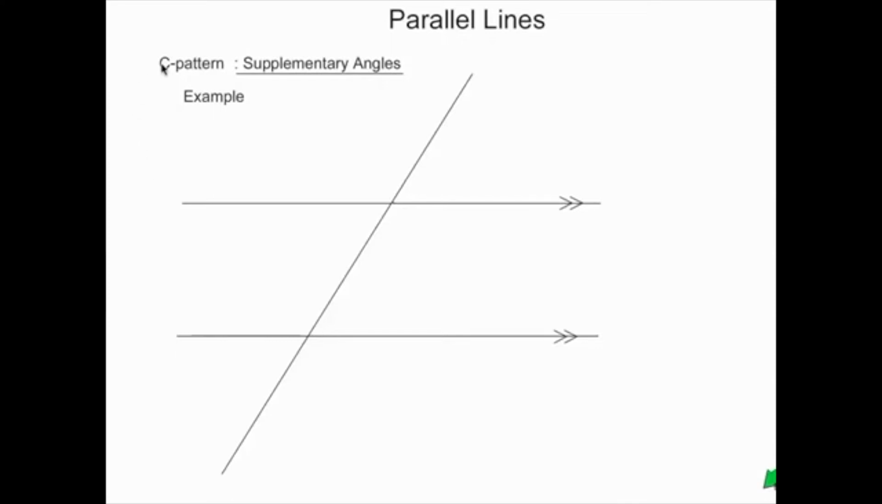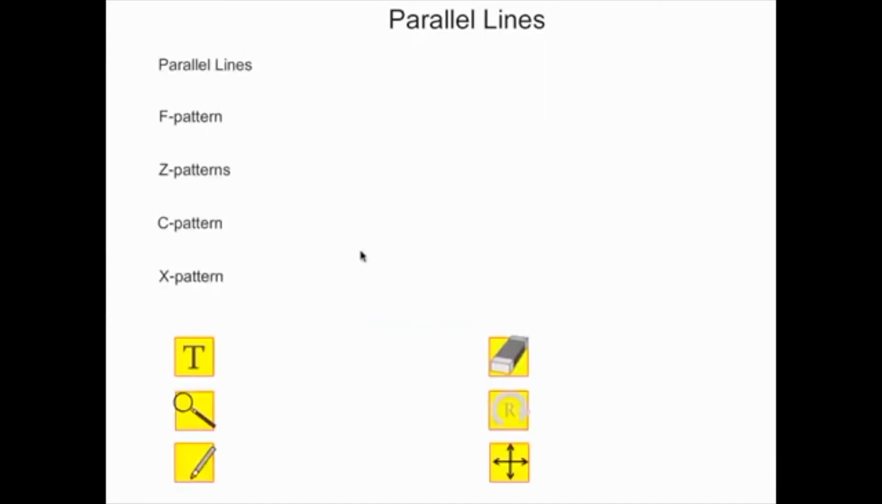We have another pattern that will make a supplementary angle, which is a C pattern. As long as the C is made with two parallel lines and an adjoining line, the transversal, then you have supplementary angles. There's your C pattern. In this case, the two angles are not identical, but they add up to 180. So these two add up to 180.